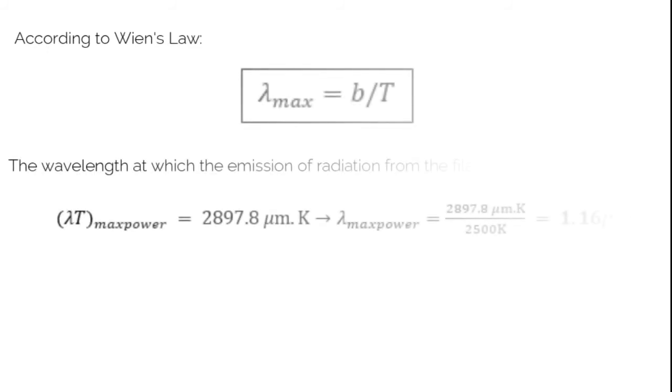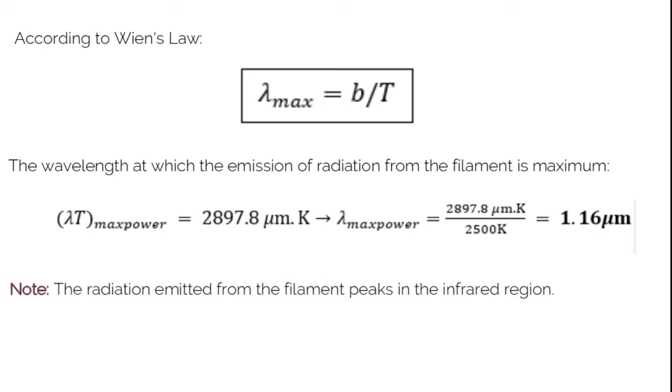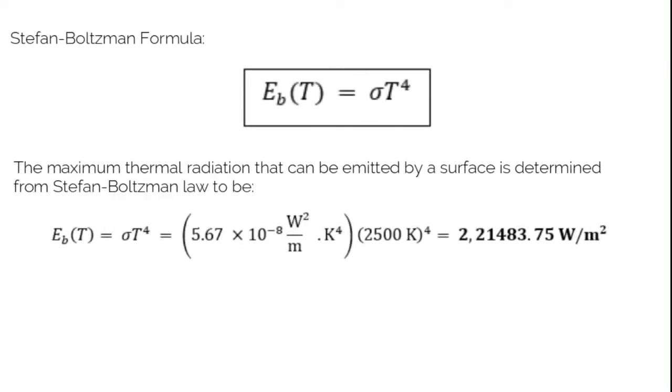According to Wien's law, we can find the wavelength at which the emission of radiation from the filament is maximum. This shows that the radiation emitted from the filament peaks in the infrared region. In this question, we can also find the maximum thermal radiation that can be emitted by a surface by using Stefan-Boltzmann's law.